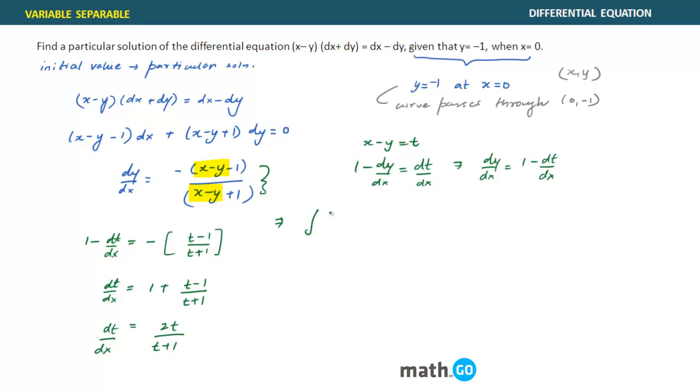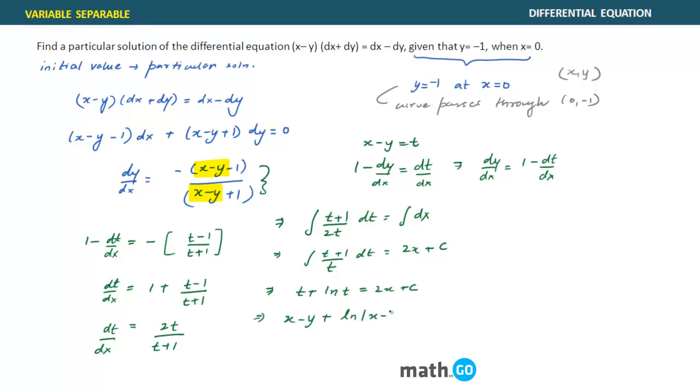So what it will be reduced to is the integral of (t plus 1) by 2t dt is equal to the integral dx. So I can reduce it to (t plus 1) by t dt, or let's say we'll send 2x over here, 2x plus c. You can say 2x plus 2c, or you can say 2x plus c, one and the same stuff. So this will be t plus ln t is equal to 2x plus c. So what will be the value of t that you will substitute? Now you will substitute x minus y plus ln modulus (x minus y) is equal to 2x plus c. So this is the equation of the curve that was being asked of you.